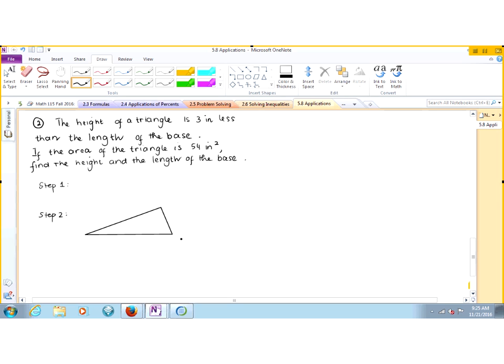Which one is the height? If I need to draw the height, which one would that be? From the top, and it's perpendicular to the base. That's your height. All right. Okay, so this is your base, and this is your height. All right, so what do you know about the height and the base?